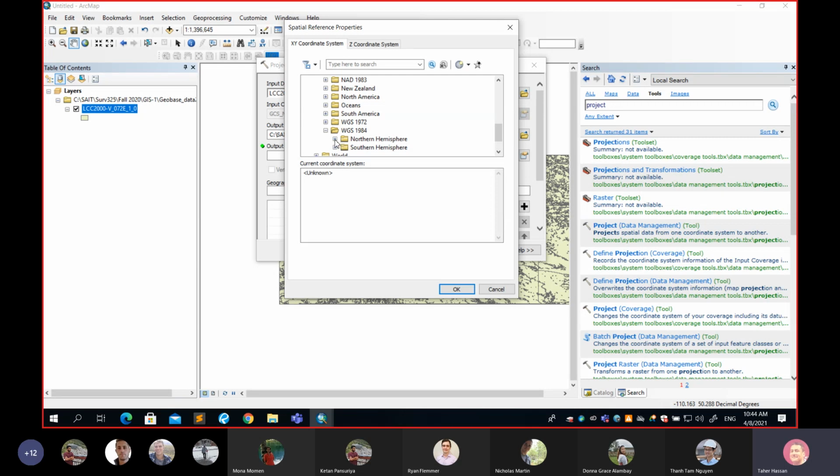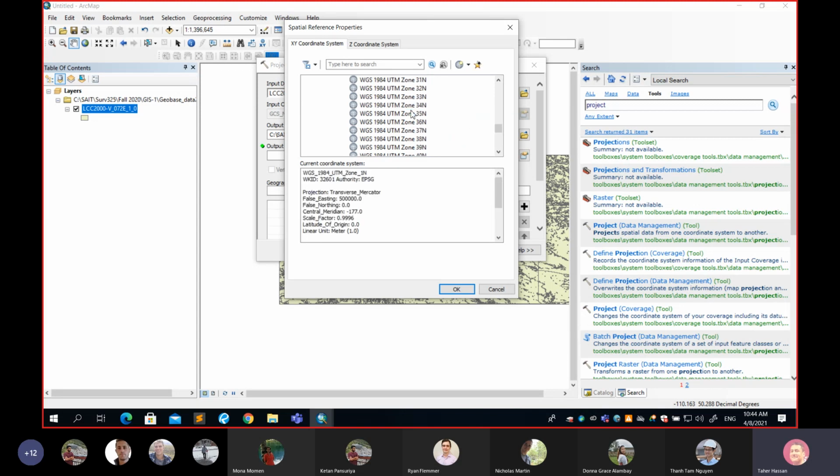We're very close. So let's go ahead and expand the Northern Hemisphere. Now, what do you see here? Those are the zones, the zones of UTM. And you can see how many zones we have. We have a total of 60. You can see it starts here at 1 and goes all the way to 60 at the very end.